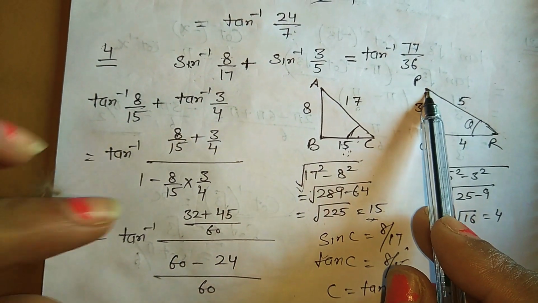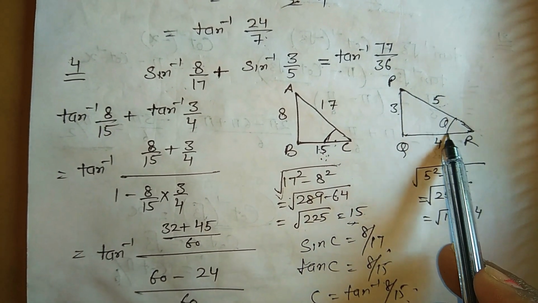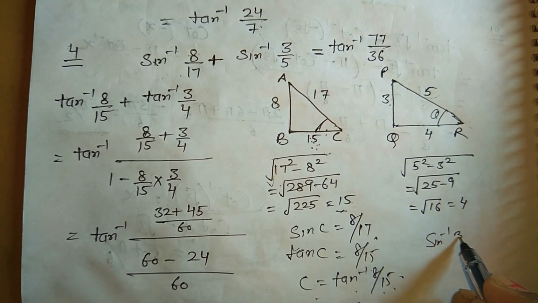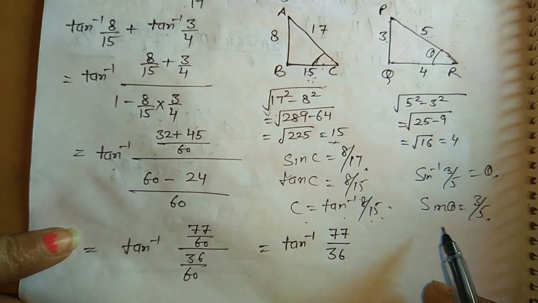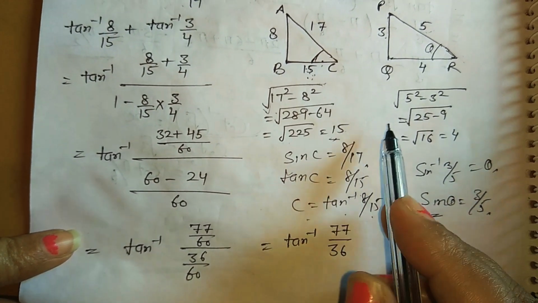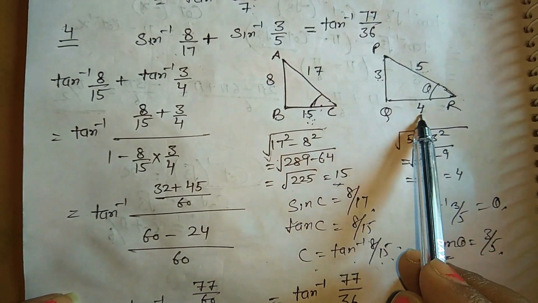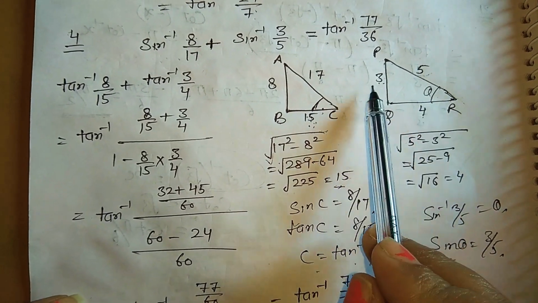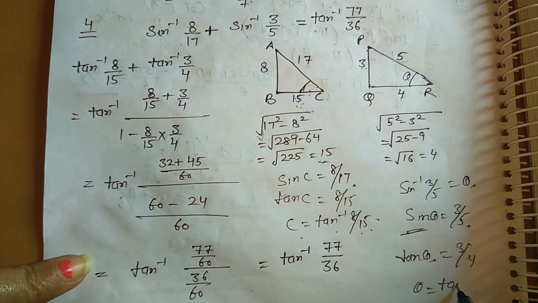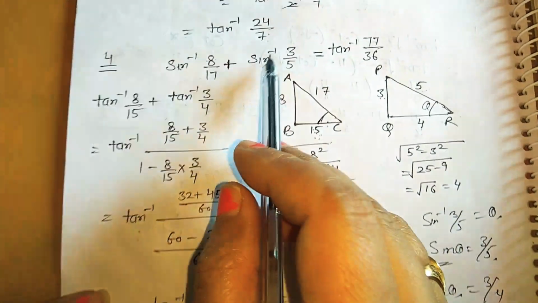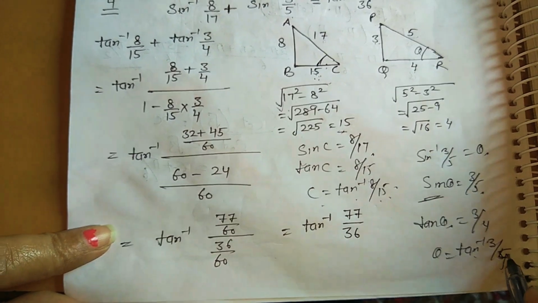So in this PQR triangle, sine theta is given, sine inverse 3 by 5. So suppose sine inverse 3 by 5 is theta. Then sine theta is equal to 3 by 5, and we want to find tangent theta. So how will we find tangent theta? In this, firstly we will find the base. We know that perpendicular upon base is equal to tangent theta. So what will be tangent theta? 3 upon 4. So tangent theta will be 3 upon 4. Then theta will be tangent inverse 3 by 4. That means sine inverse 3 by 5 is theta, and theta we can write as tangent inverse 3 by 4.